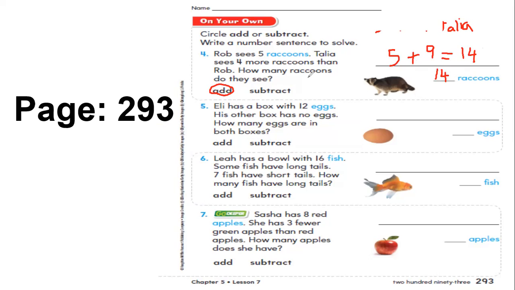Now question number 5, we have Ellie has a box with 12 eggs. And then his other box has no egg. So it is only 12 and then no egg. That means 0. So how many eggs are in both boxes? Both means you're going to put together. So what does together mean? Is it add or subtract?